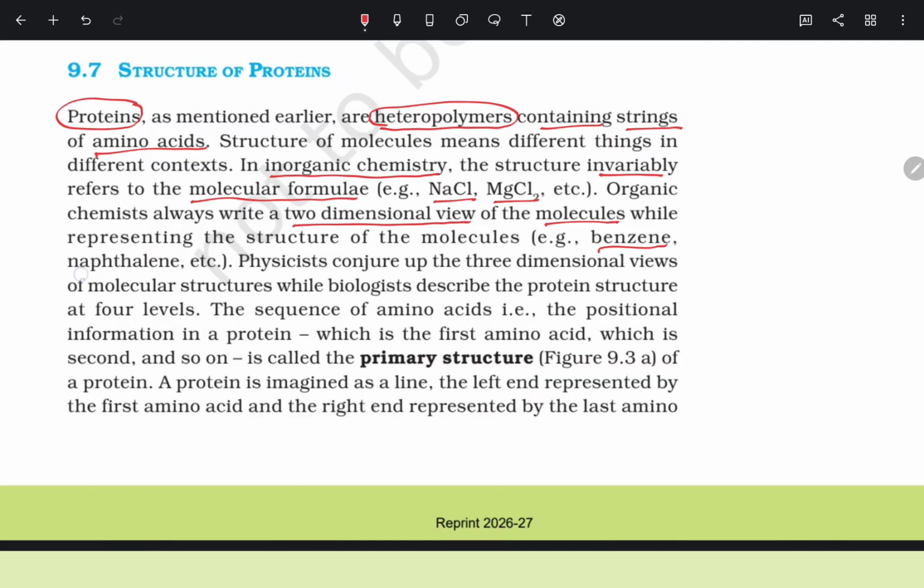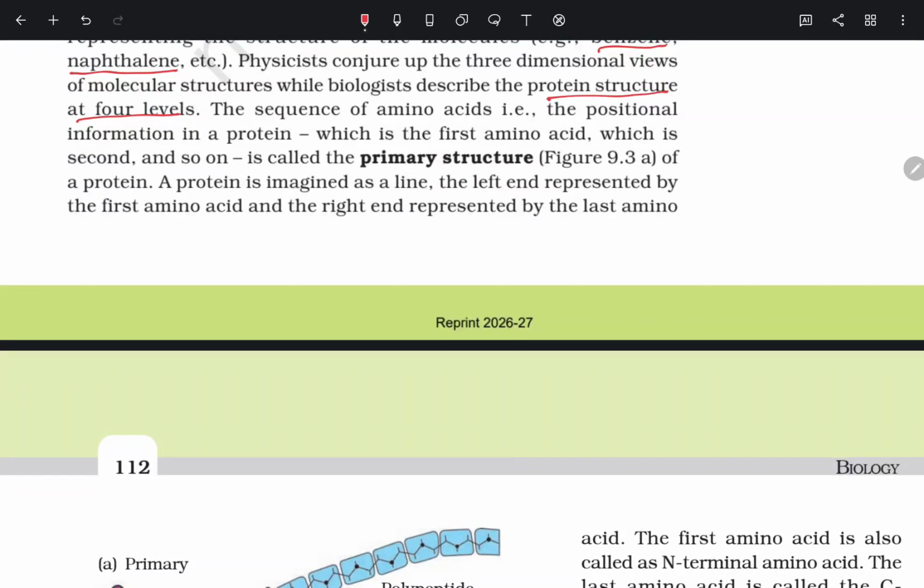Benzene, naphthalene. Physicists conjure up three-dimensional views of molecular structure, while biologists describe protein structure at four levels. The sequence of amino acids, the positional information in a protein, which is the first amino acid, which is second, and so on, is called primary structure.